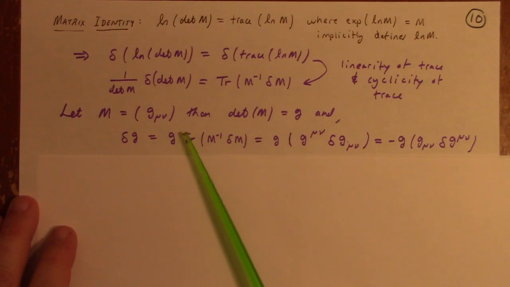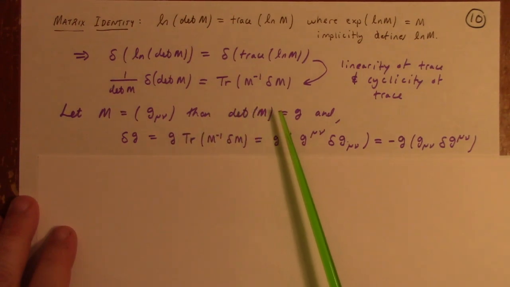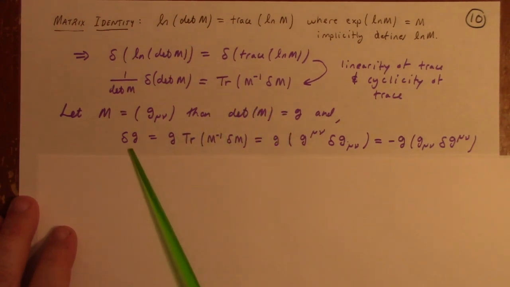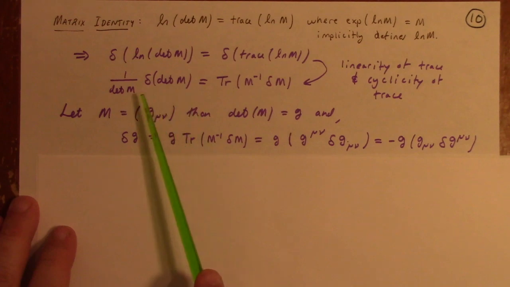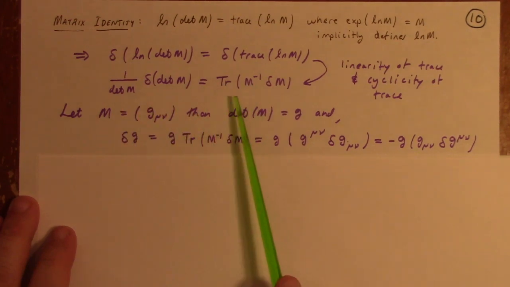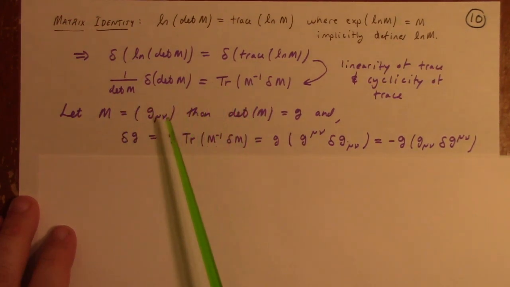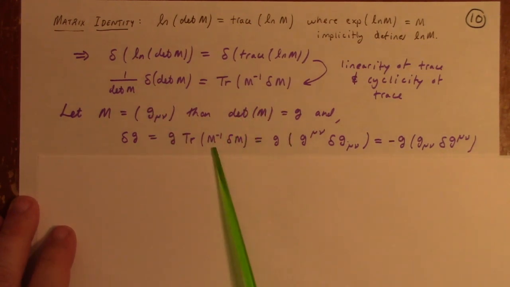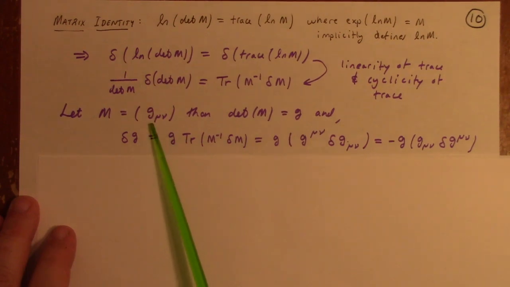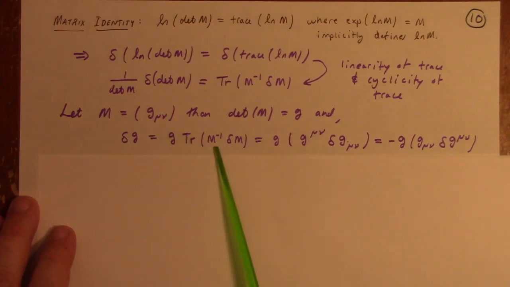In any event, what all this means is that if we calculate the variation of the determinant of the metric, we just multiply the determinant of m to the other side. The determinant of the metric is what we call g, so we get g times the trace of m inverse delta m, where we're putting m equal to the matrix of the metric, which means m inverse is the matrix of the inverse metric.